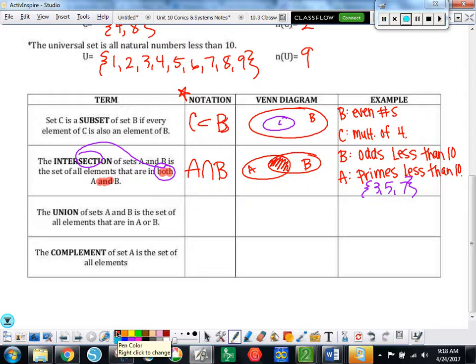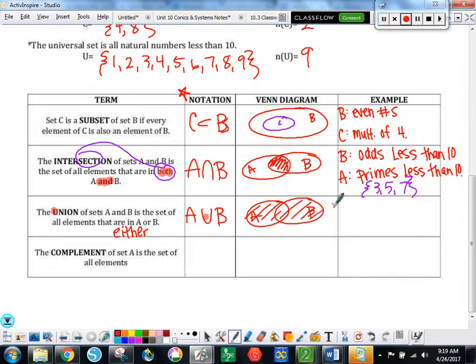The union of sets A and B is the set of all elements that are in A or B. So this is an either. Either or, it doesn't matter which. The notation for that is the little u. You can remember that because the u looks like the u right there. The Venn diagram for that, if this is A and this is B, it doesn't really matter, it just has to be in one or the other.